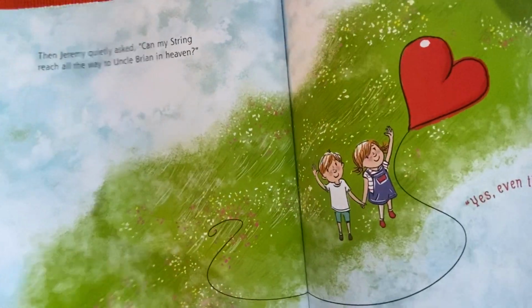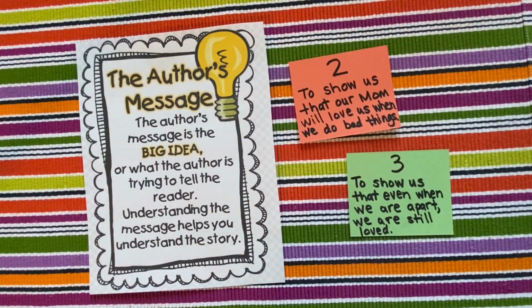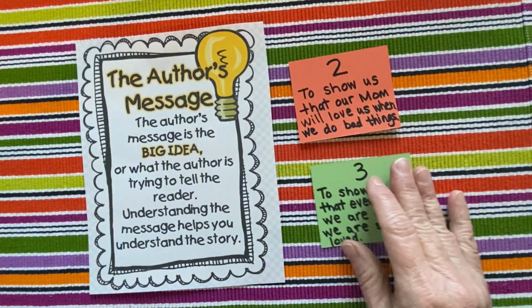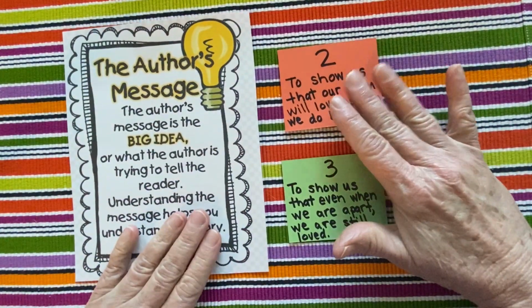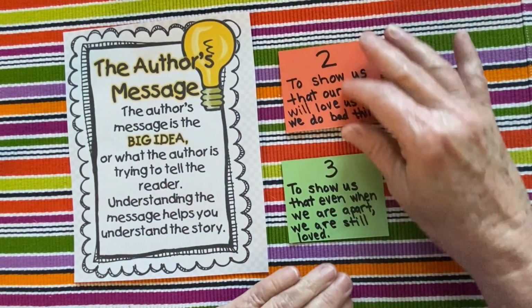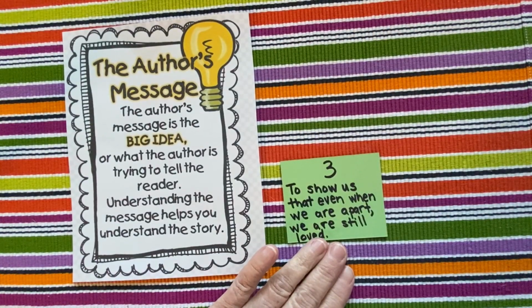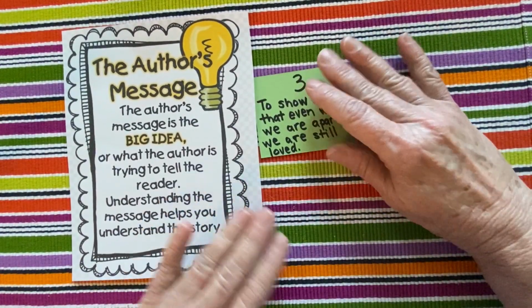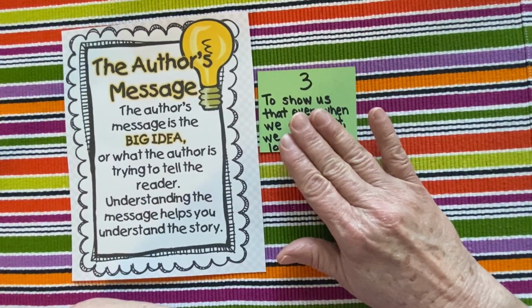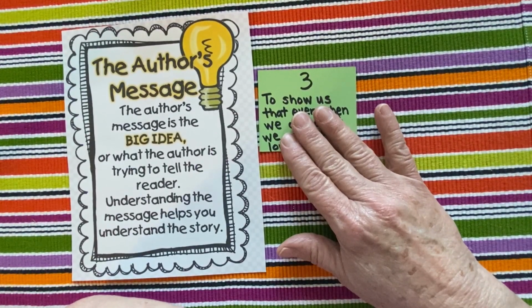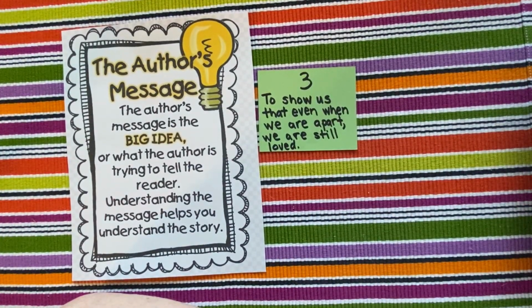So now that I'm thinking about the story a little bit more, I'm thinking that even though it did mention this one, there was a lot more evidence to say that the reason that the author wrote this story was to show us that when we're apart from people, the love is still there.